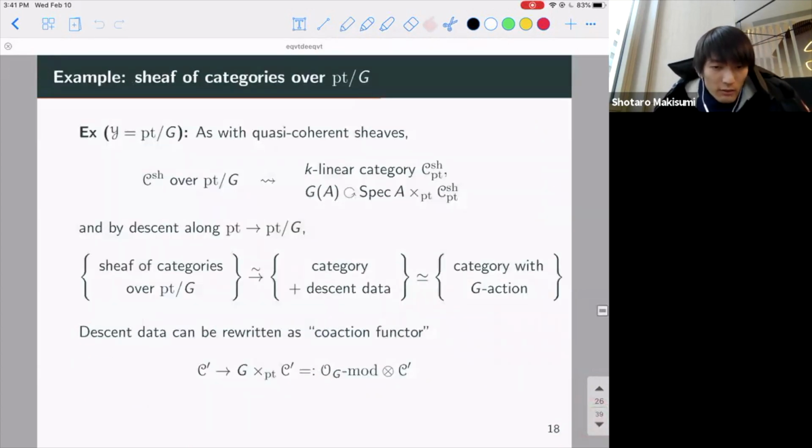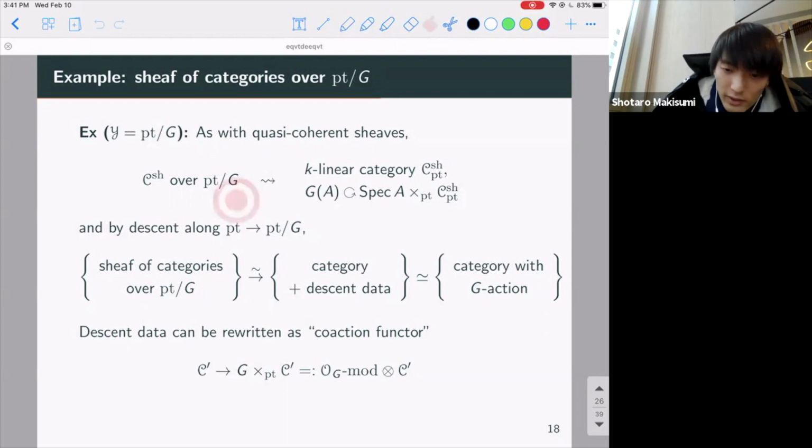Now we run the same kind of argument as before. If I take my stack to be point mod G, then again, what is a sheaf of categories over this? Well, to a point, I have to assign just a plain k-linear category. And then to any pullback to an affine scheme, you have the A points of your group G acting. And again, by a version of descent in this context, you can show that this is enough data to recover your original sheaf. And you can, again, rewrite the descent data as something very analogous to the coaction for a rational G representation.